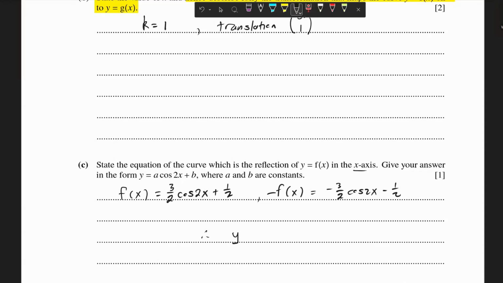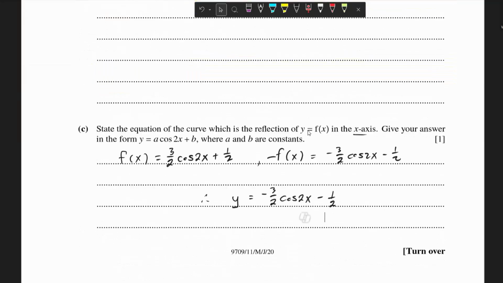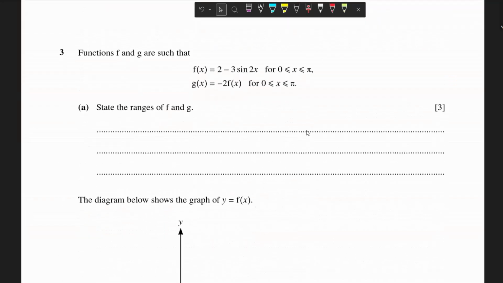So therefore, it's y is equal to minus 3 over 2 of cosine of 2x minus a half. That's what we'll be having right here. Let's move on. Now we're on question 3.